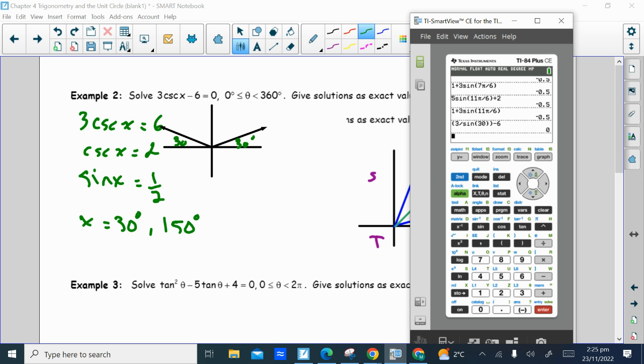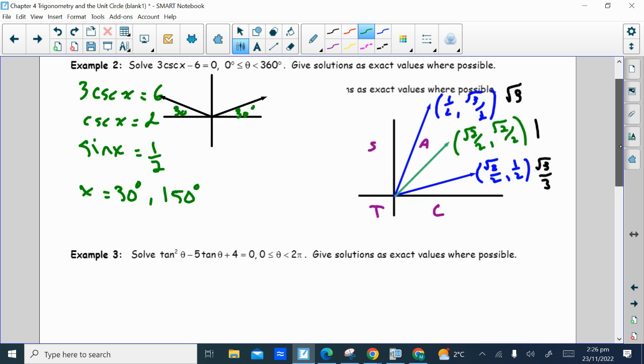We also have to check 150 degrees. So it's 3 times the sine of 150 degrees. 3 divided by the sine of 150, subtracted by 6. So you see, you get 0, which is what the right side is. So that just confirms that those two answers are correct. So you should never get these wrong. You can always check them.